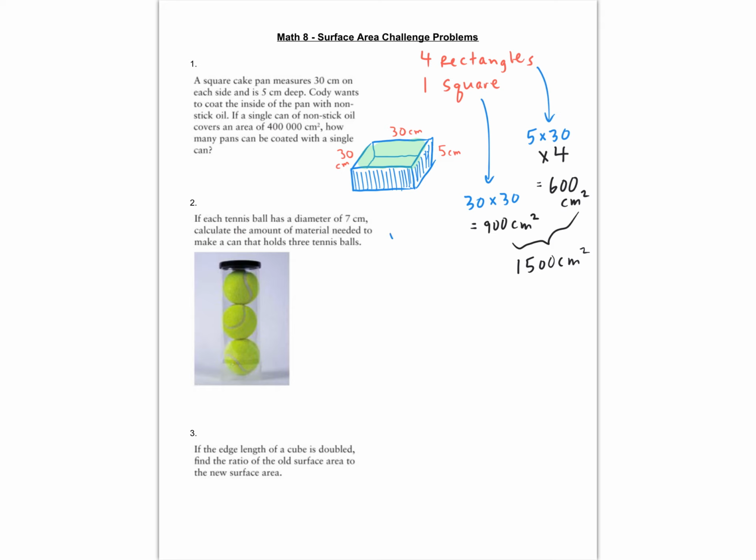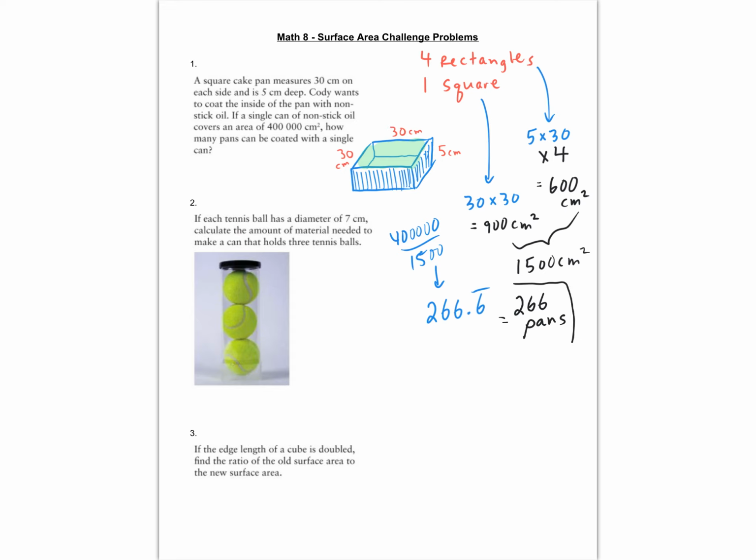Let me write this down. So 400,000 divided by 1,500 is 266.6 repeating. So in total, can't quite coat 267 of them. It's just a little bit less. So we'll say confidently he can do 266 pans. So 266 pans. There we go. And that's our answer for that one.